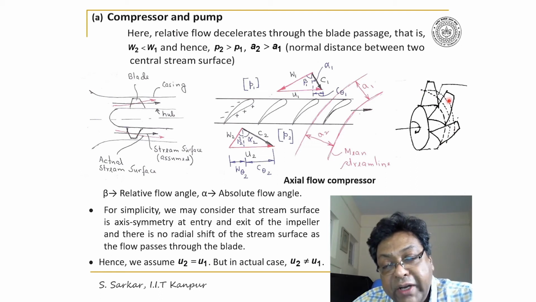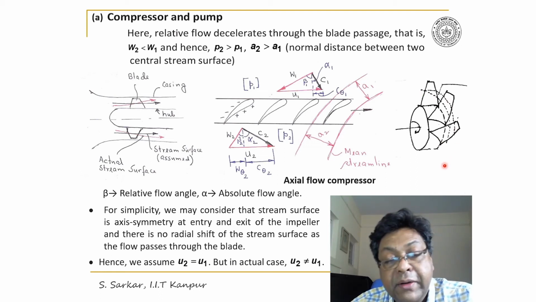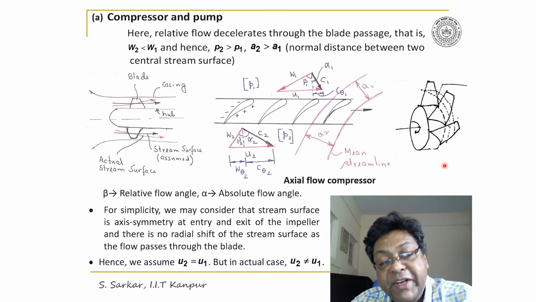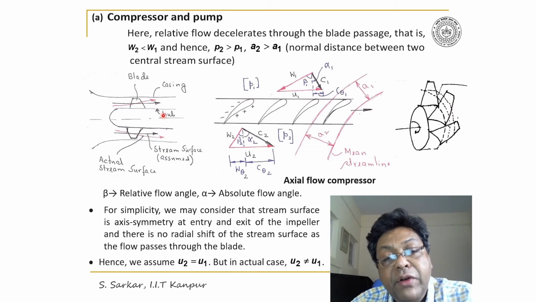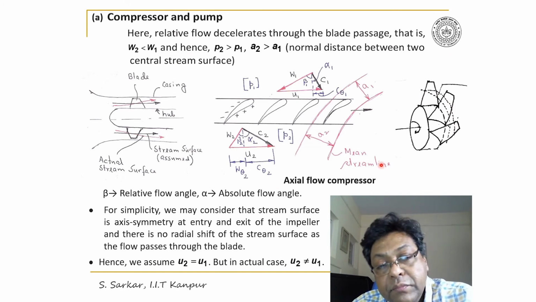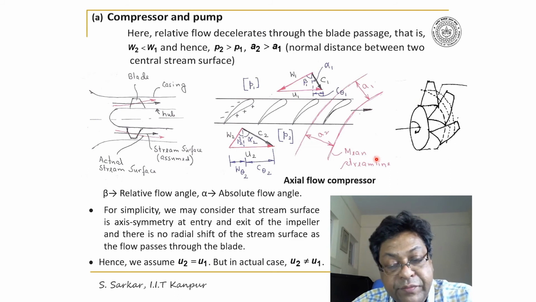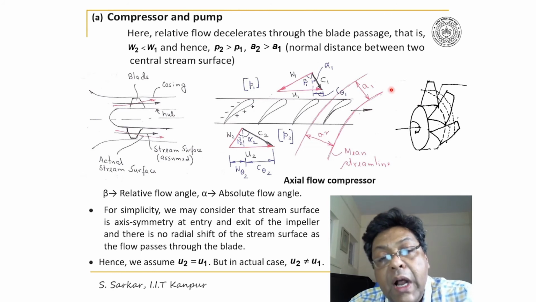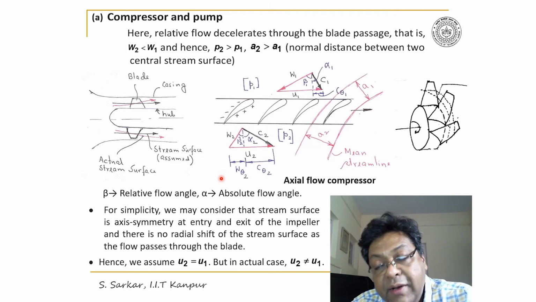So the section I have shown in this figure, if I stretch that section on a plane of paper, I'll get an array of blades. So this is the array of rotor blades, which are aerofoil constructions. And I have drawn the inlet and exit velocity triangle.